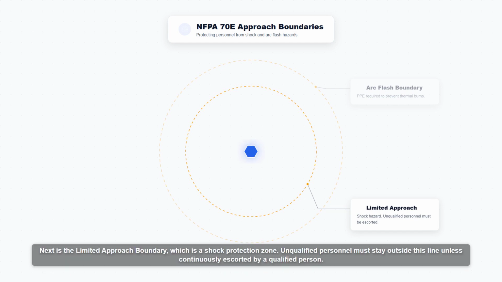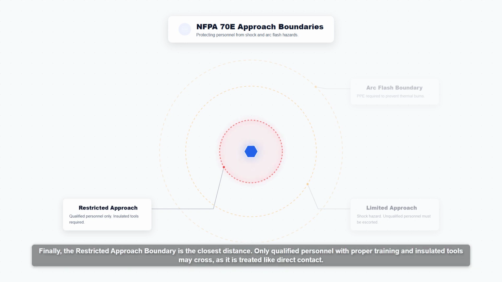Next is the limited approach boundary, which is a shock protection zone. Unqualified personnel must stay outside this line unless continuously escorted by a qualified person. Finally, the restricted approach boundary is the closest distance. Only qualified personnel with proper training and insulated tools may cross, as it is treated like direct contact.